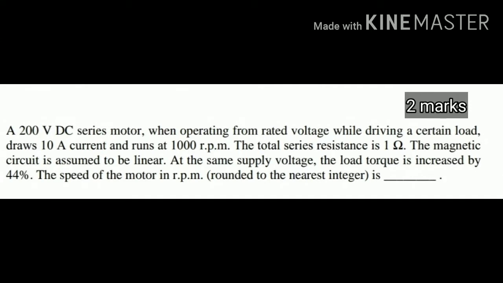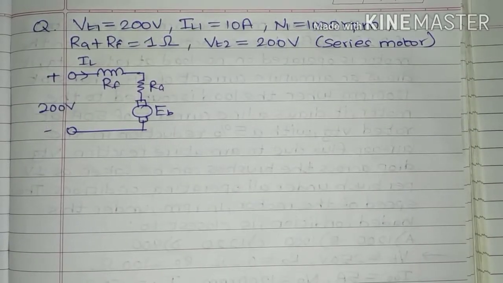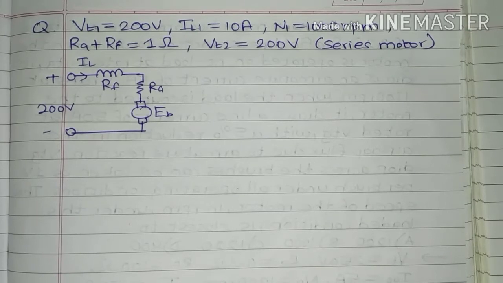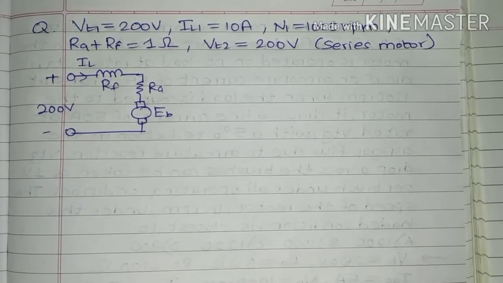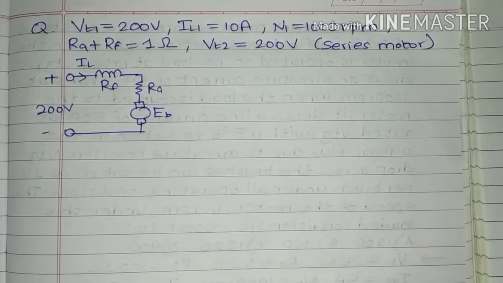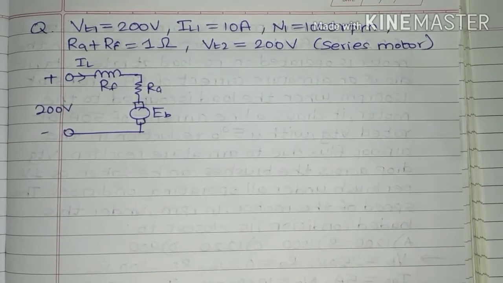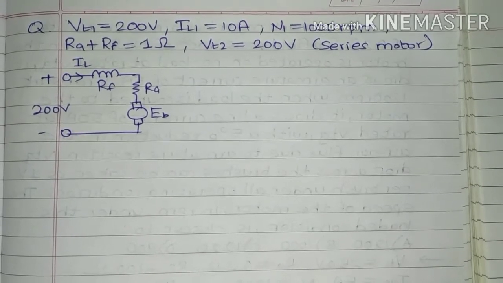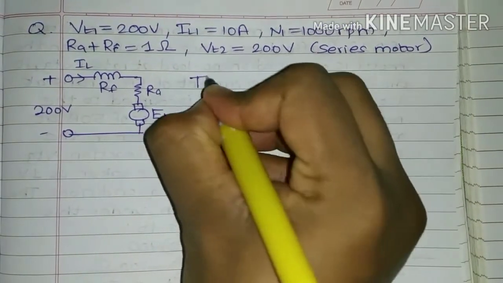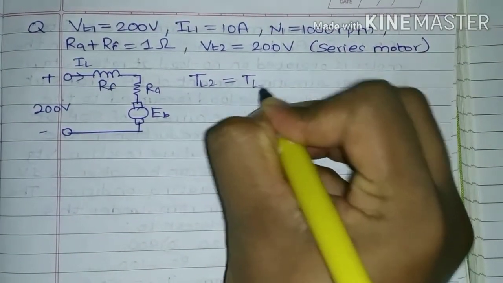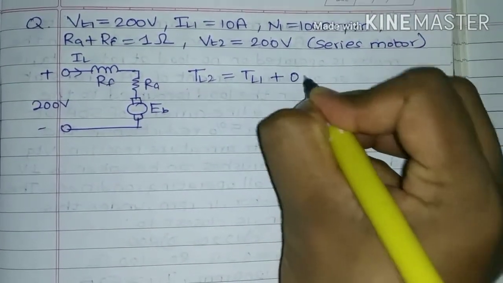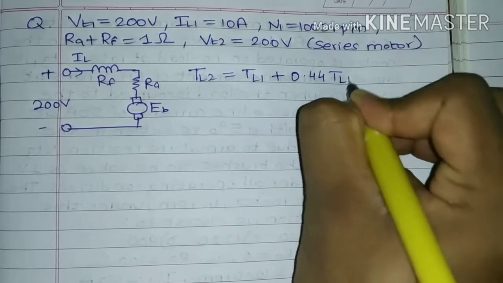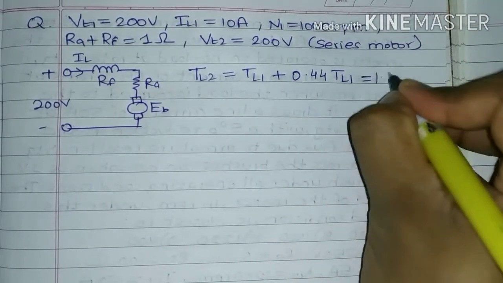This is the second question of GATE 2018, and again in this question we have to find out the speed of the motor in RPM. So this is the circuit of a series DC motor. The data given is terminal voltage is 200 volts, line current 10 ampere, speed is 1000 rpm, the resistance is 1 ohm, and the terminal voltage at some other load is 200 volts. Since the load torque is increased by 44%, TL2 will be equal to TL1 plus 0.44 TL1, which is equal to 1.44 TL1.